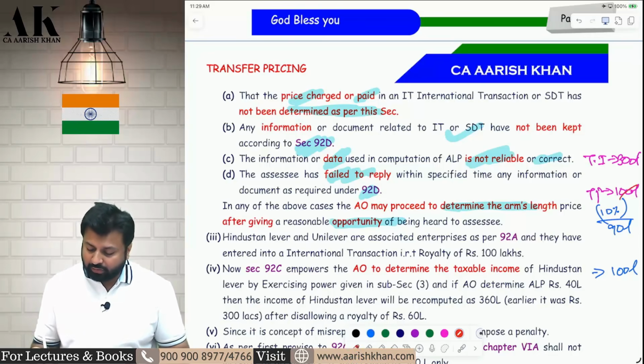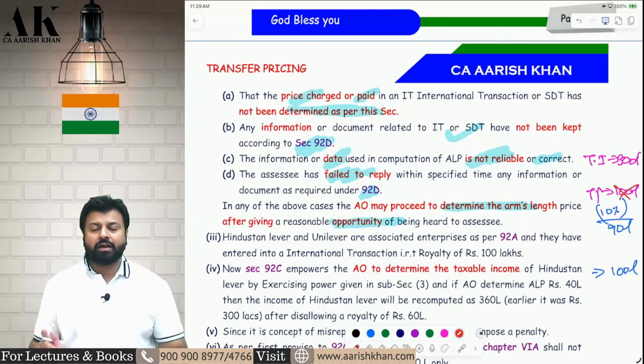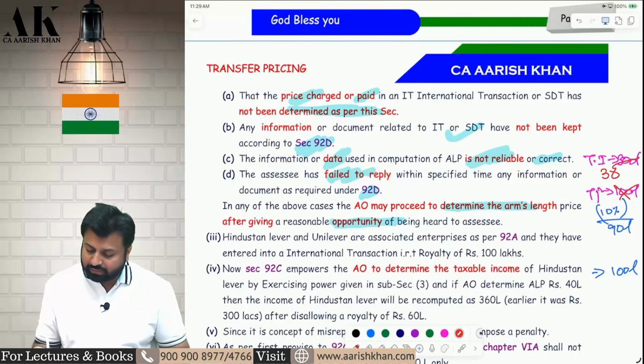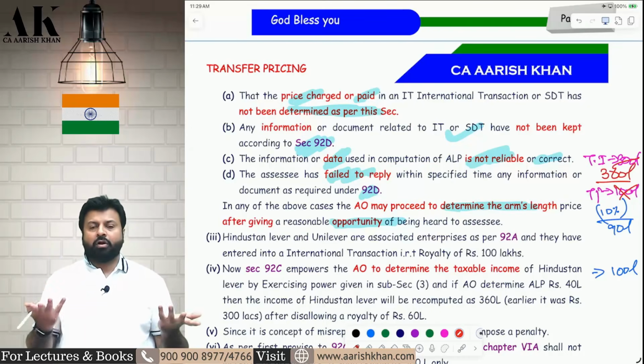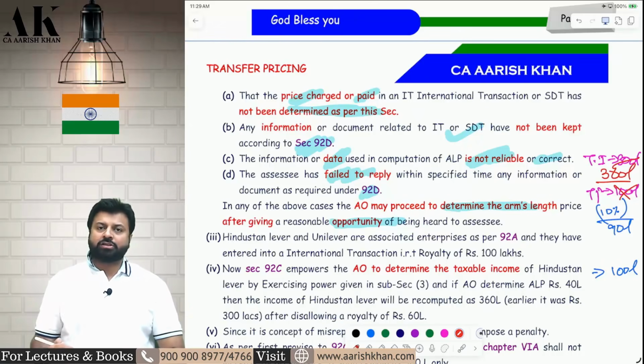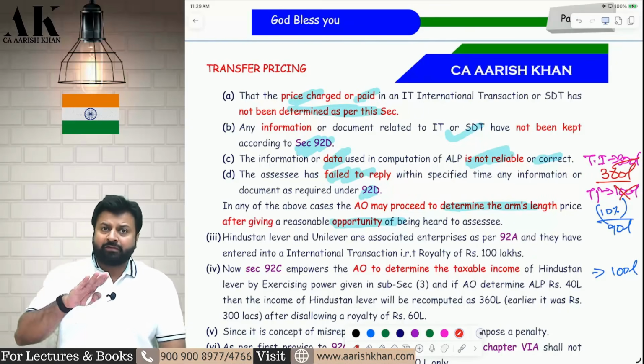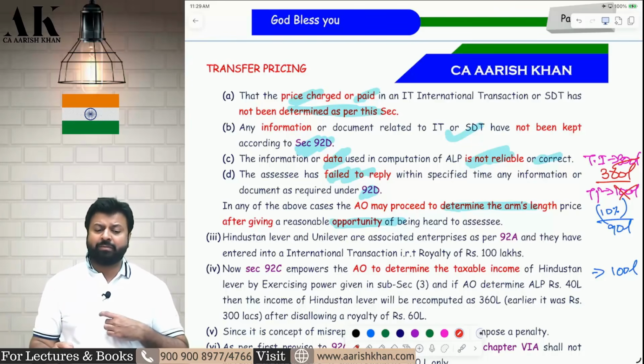Now the AO says that no, it is not 100. It is transfer pricing. The expense is not 100, it is only 40. So I have to increase my total income to say 360 lakhs, because earlier I claimed 100 lakhs as deduction. Now I have to claim only 40 lakh as deduction because the AO is saying that only 40 lakh is the correct price. Therefore I have to add back 60 lakhs. Therefore my income will increase by 60 lakhs. My income will become 360 lakhs.